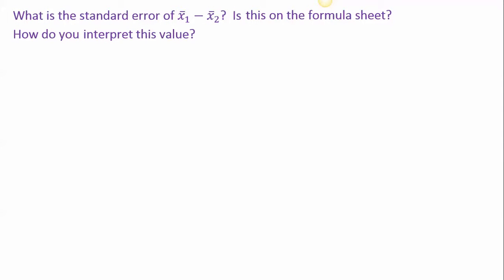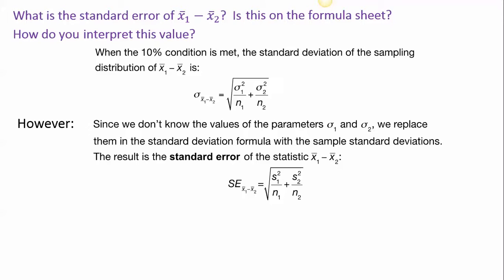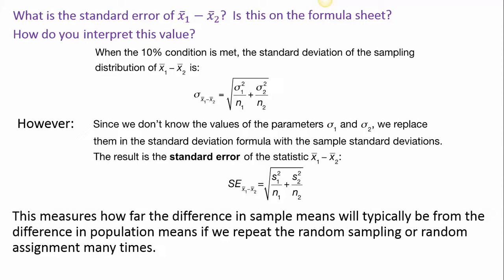So what is the standard error of the difference of two means? Well, when the 10% condition is met, the standard deviation is the following equation. However, since we do not know the values of the parameters sigma 1 and sigma 2, we replace them in the standard deviation formula with the sample standard deviations. The result is the standard error of the statistic, given by this equation. This measures how far the difference in sample means will typically be from the difference in population means if we repeat the random sampling or random assignment many times. You will need to know these formulas. They are not on the formula sheet.